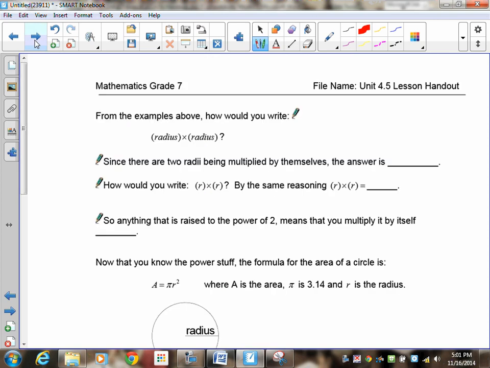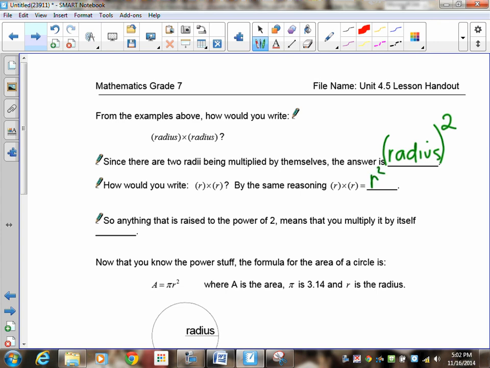So, in the examples, if I had radius times radius, what would that look like when you were writing it? Well, since there are 2 radii, being the plural of radius, you never say radiuses, being multiplied by themselves, the answer is going to be radius with brackets with a floating 2. That means you're going to take radius and multiply by itself 2 times. So in the formula, they use r. For r, it's going to be r times r. So by the same reasoning, this is going to be r squared.